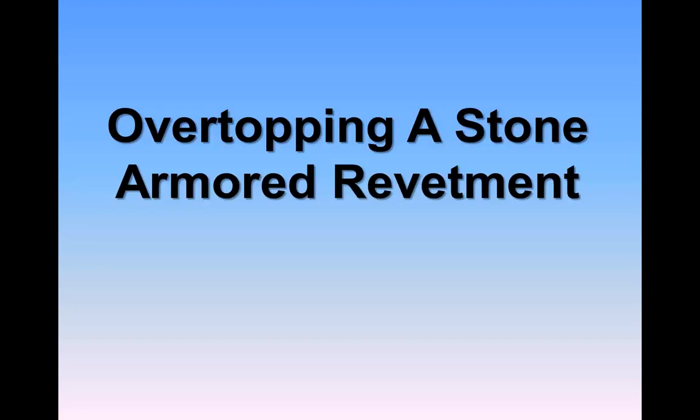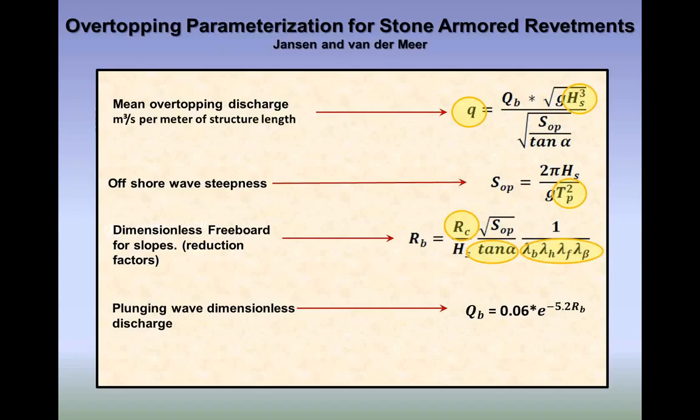I'm going to go on now to overtopping of a stone armored revetment, and the parameterization for that is nearly identical to what we use for the seawall. The same input parameters here. One thing that is different, the slope is the slope of the revetment itself, and it also incorporates the same reduction factors. The input values are the same.